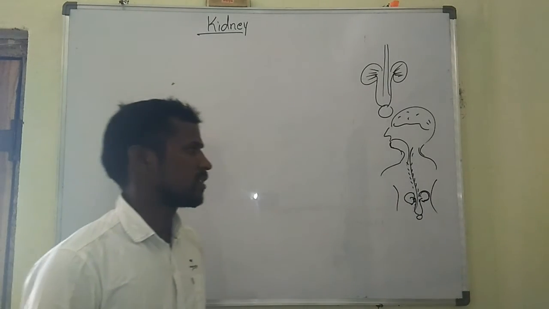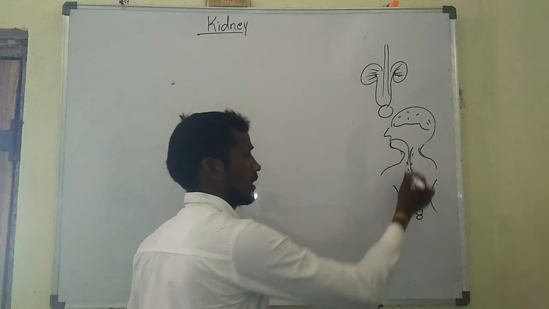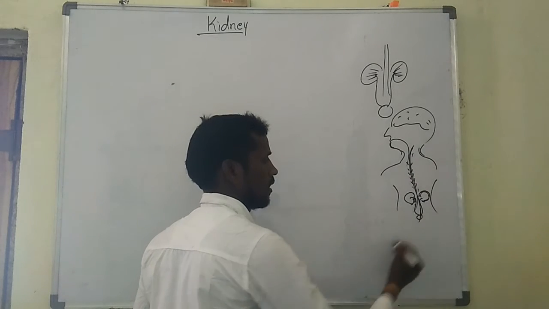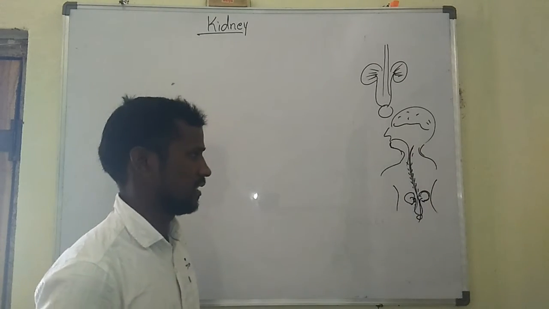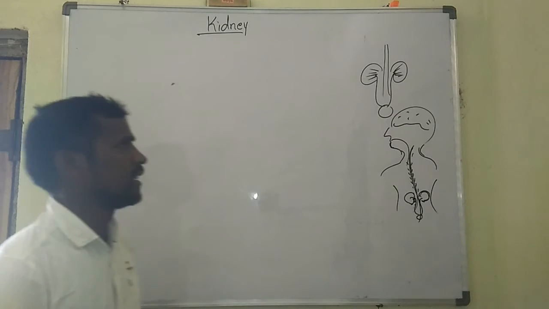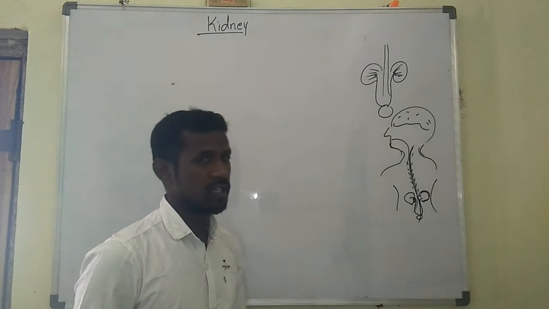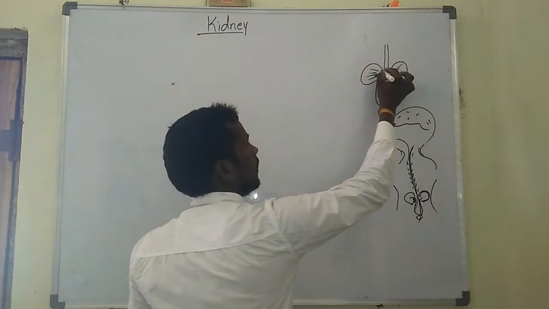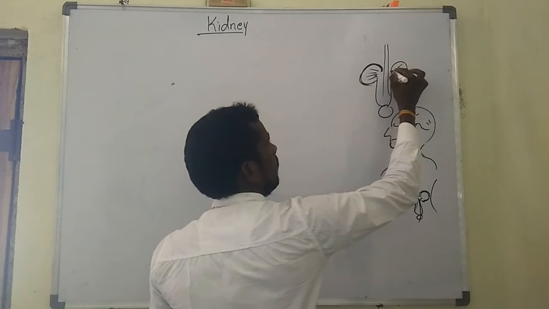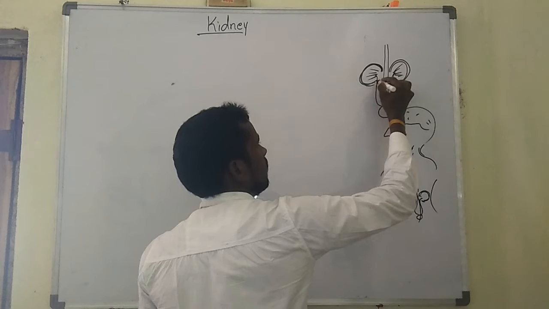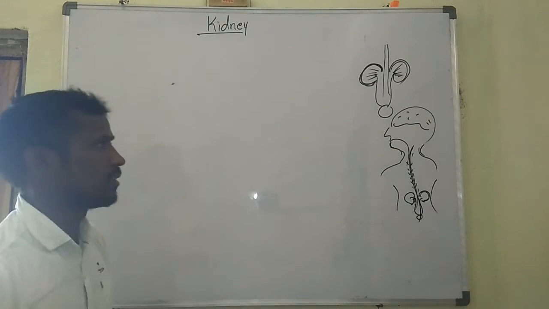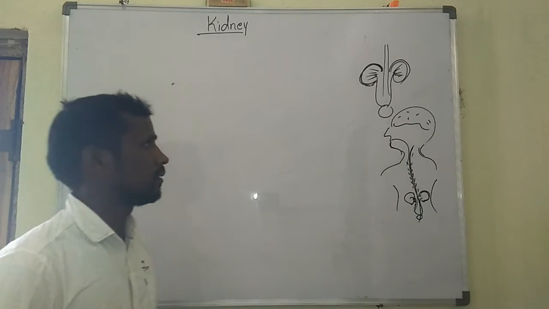So one on either side of the backbone, they are kidneys. The right kidney is placed slightly lower than the left kidney. So here the right kidney is positioned on the inner side, just beneath.